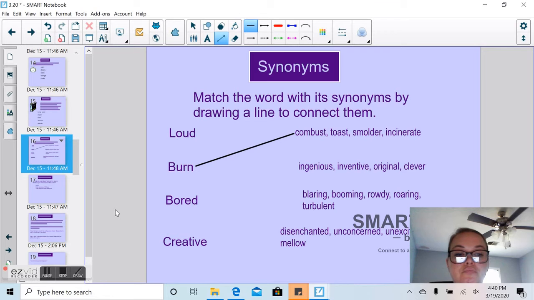If you said creative, give yourselves a pat on the back. If something is original, it's creative. It's something that you made.